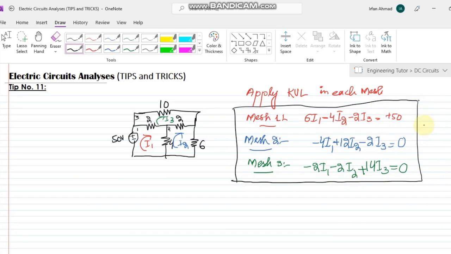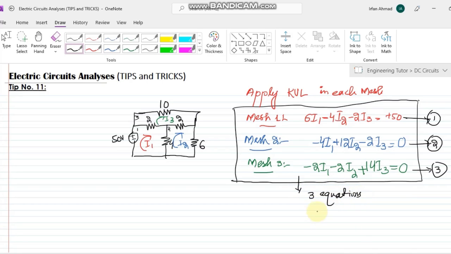In it I have three equations. Let me call this equation number 1, this is 2, and this is 3. Whatever method you like, you can solve these three equations with three unknowns, which are I1, I2, and I3.